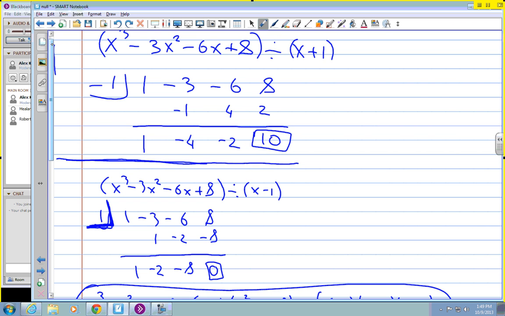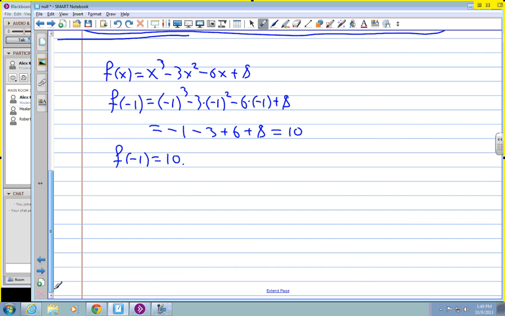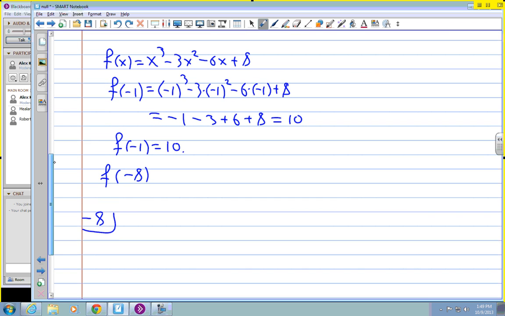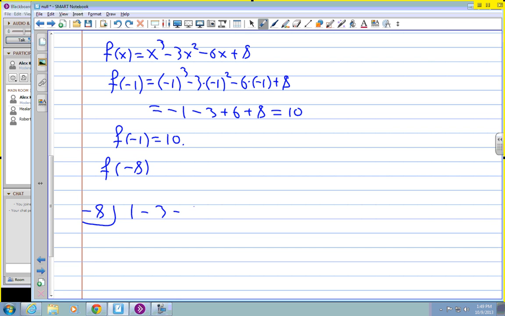Yeah, you notice that when I put negative 1 in the window, the remainder came out to be 10. Did you all notice that? You think that one was easier? How about f of negative 8? Let's see, who's going to win? I'm going to do the division, and you'll plug it in. See who gets to the answer first. Yeah, we're doing that. You told me that was easier.